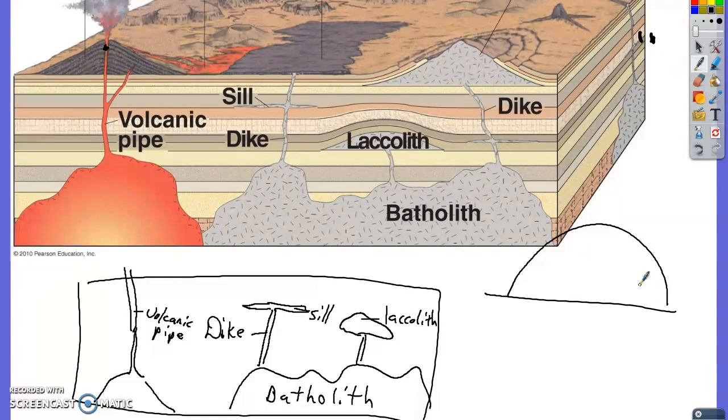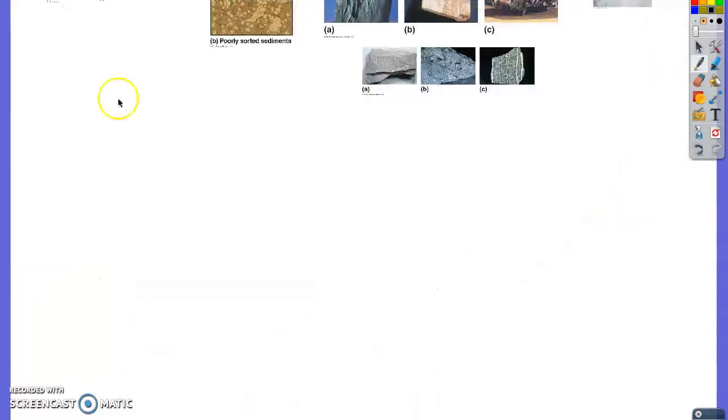So that's just kind of a quick introduction. You can see there are little sideways things called sills and laccoliths where it comes up and then spreads out. We're not going to worry about all those names. I just want you to get the idea that these are intrusive rocks if they're underneath. If they form up on the surface, then they are extrusive. The second type, so we have igneous with its extrusive and intrusive, all of which is cooled down lava or magma. Then we have sedimentary rocks.